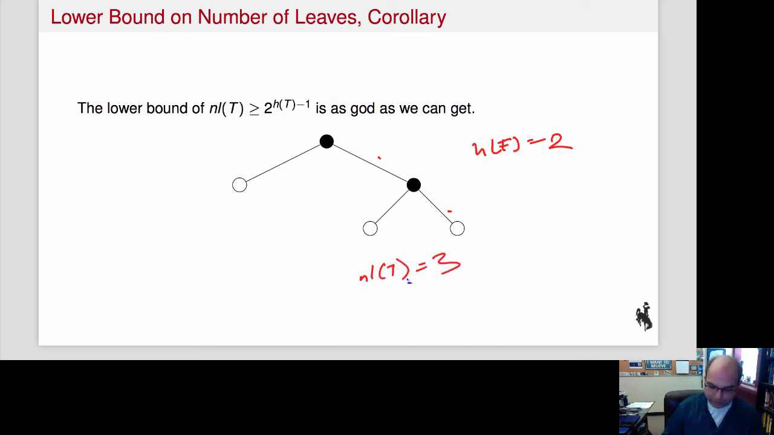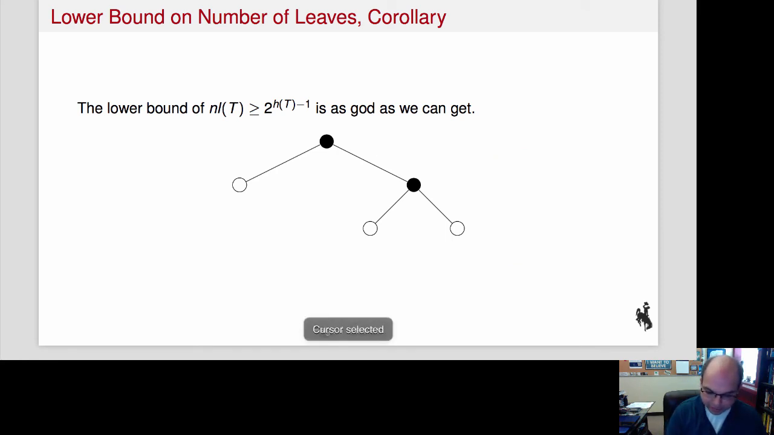Okay? So what we have is that the number of leaves is greater than or equal to 2 to the height of the tree minus 1. That's equal to 2. Right? If I actually had something more here, like 2 to the 2, then I get 4, and that's no longer the case. Okay, so it's about as good as I'm going to be able to get. So that's a fair bound.